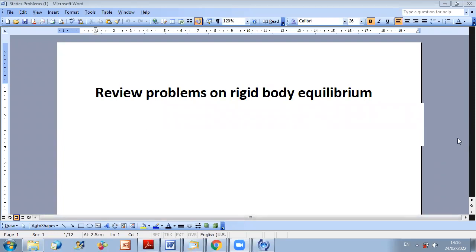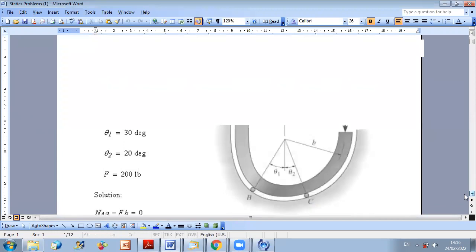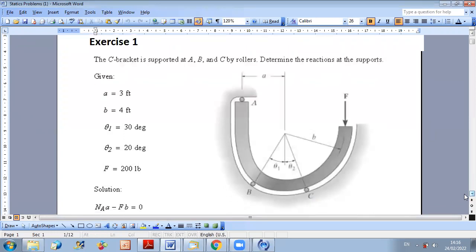Okay. So let us start with some of the problems. We have in the following figure, the C bracket is supported at A, B, and C by rollers. We want to determine the developed reactions at the supports. So first, as you can see, this is a 2D equilibrium problem because we want to find what are the reactions at A, B, and C required to keep our structure in equilibrium. So to start with, we should draw the free body diagram.